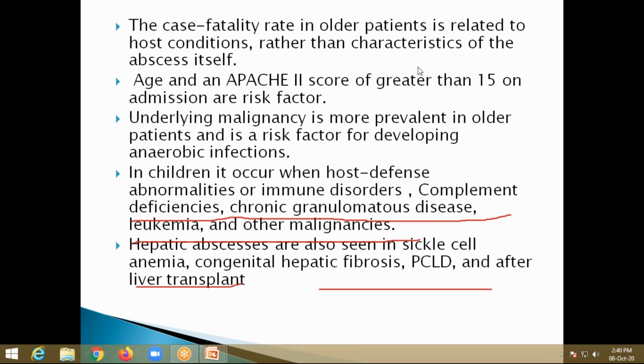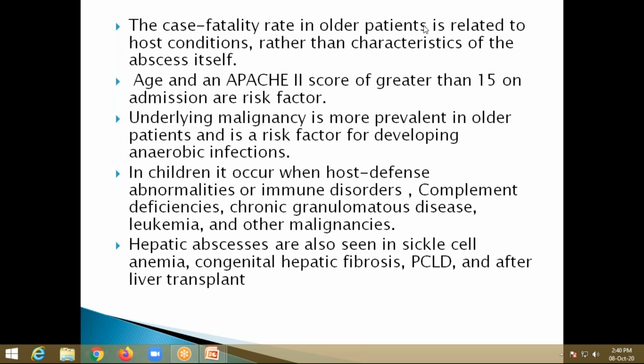The case fatality mostly depends upon the general condition of the patient. The more immunocompromised, the older, the higher the mortality. Here age and APACHE score are given. A high APACHE score is again a risk factor. Underlying malignancy is a risk factor. Very young or very old.